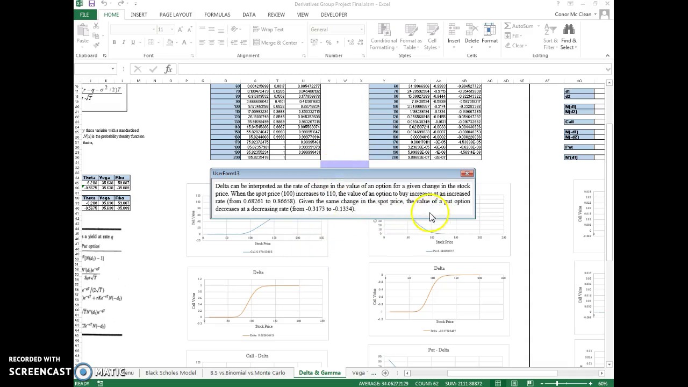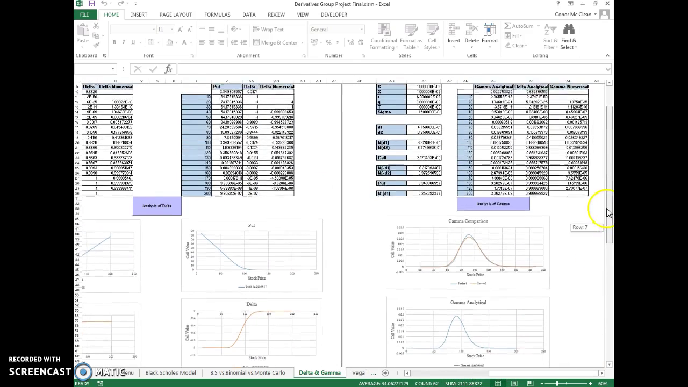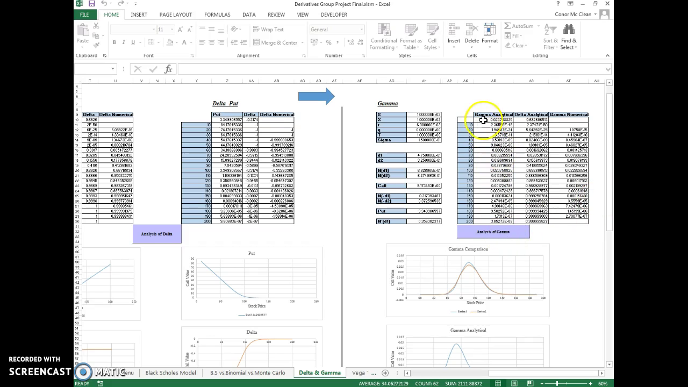The analysis in a bit more depth is found here, and alongside it is the analysis of the gamma, which we calculated both analytically through the VBA and through a numerical method, which can be highlighted here.